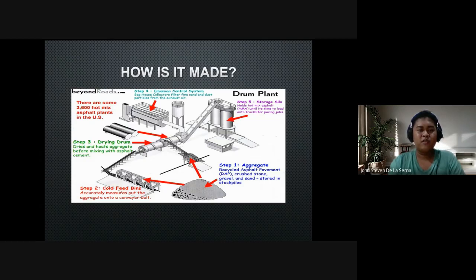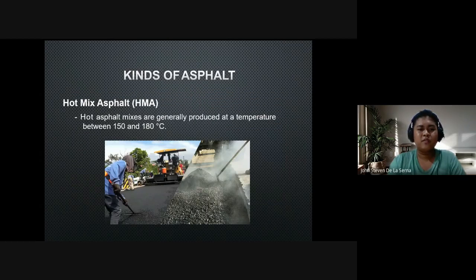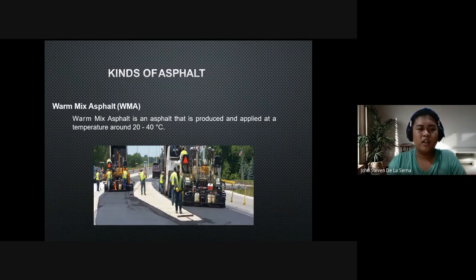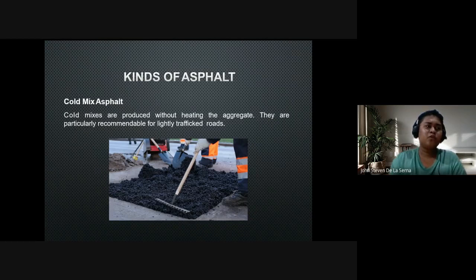So, kinds of asphalt. First, the hot mix asphalt. Hot mix asphalt is generally produced at a temperature between 150 to 180 degrees. The difference of warm mix asphalt from hot mix asphalt is that it is produced at a lower temperature, around 20 to 40 degrees Celsius. Cold mix is used to cover holes and cracks in the roads, minor cracks or minor holes.